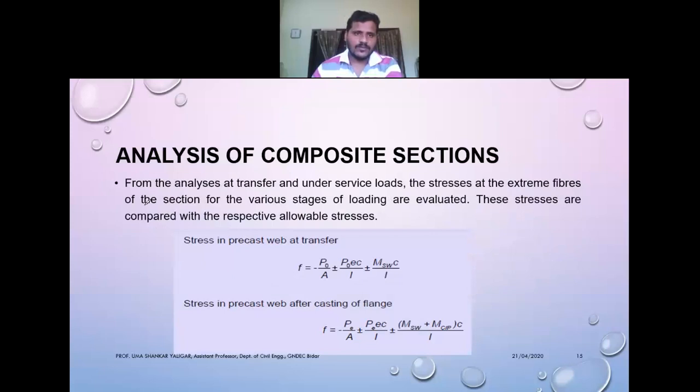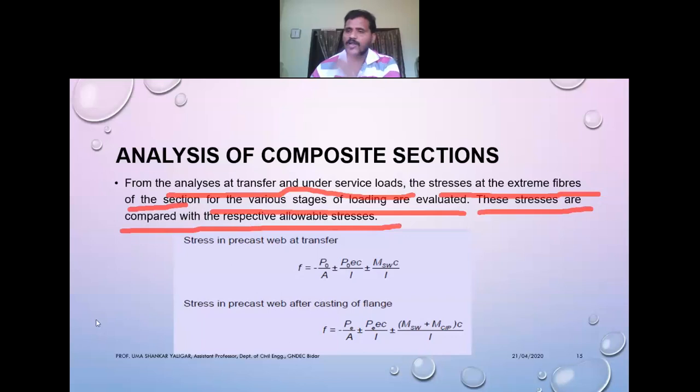Now, from the analysis at transfer and under service loads, by seeing your previous stress diagrams under transfer and service load conditions, the stresses at the extreme fibers of the section for various stages of loading are evaluated. Now we can calculate, using those stresses, the stresses at the extreme fiber, and these stresses are compared with the respective allowable stresses, as we have done in the previous model.